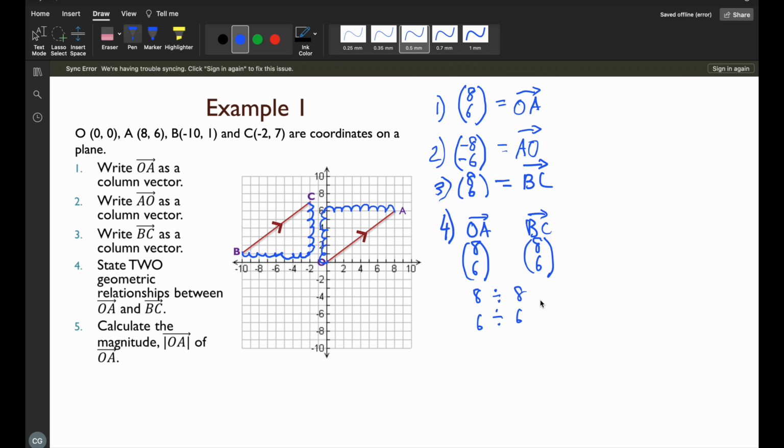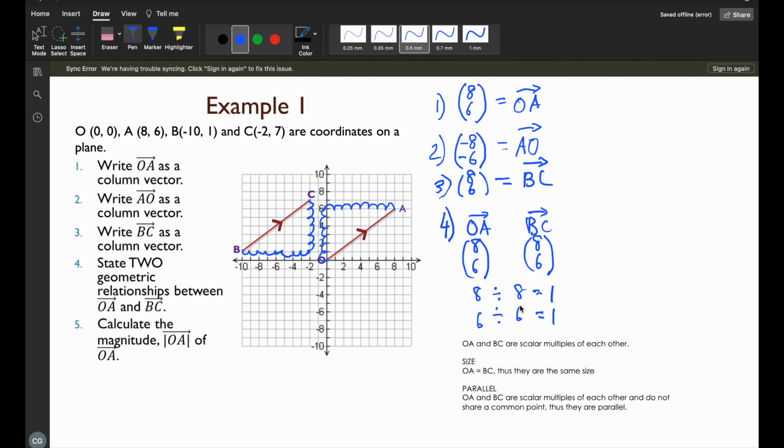So 8 divided by 8 is 1. What's 6 divided by 6? 1. So once you see both of them give you the same number, what you can say is that they are scalar multiples of each other. Alright, so you can say OA and BC are scalar multiples of each other. I want y'all to write this down because this is going to be the blueprint for the questions that y'all do. Essentially what I did is prove that they are scalar multiples of each other because we had both of them getting the same number when we did this.